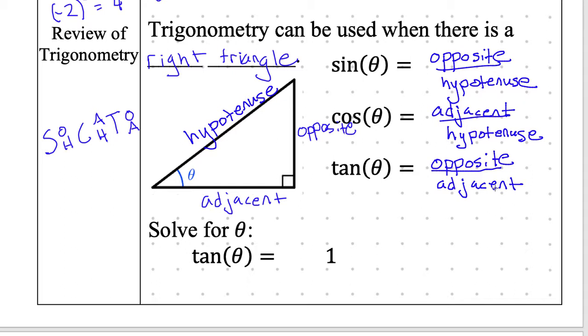All right. And the final thing that we need to review is how to solve for theta. That is kind of the crucial thing. How do I solve for theta? So let's assume I have this function, tangent of theta is equal to 1. What am I going to do to both sides to undo tangent? Do we remember how to undo a trig function? All right, I'll give us the answer. To undo a tangent, I take the arctangent.